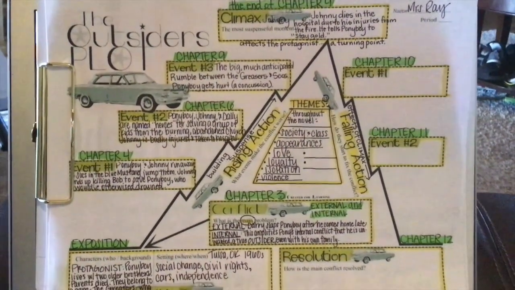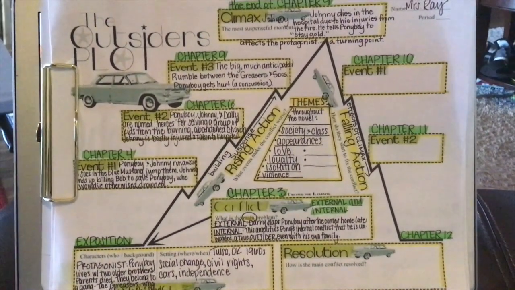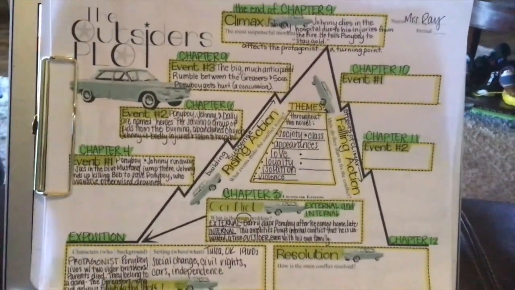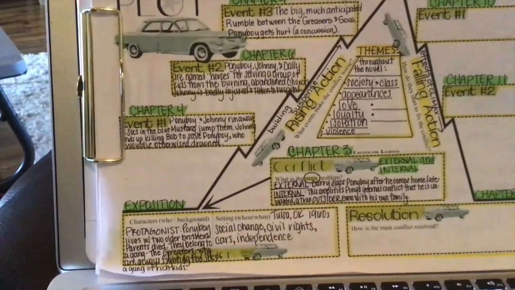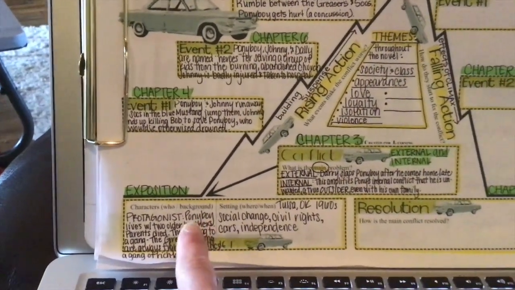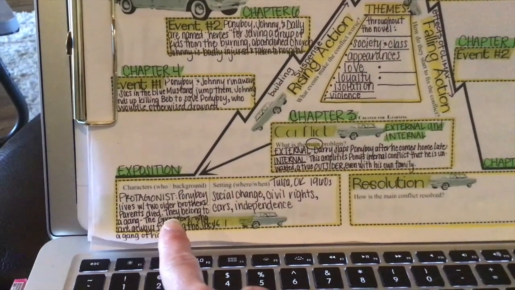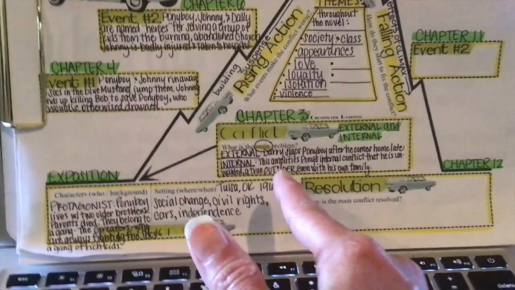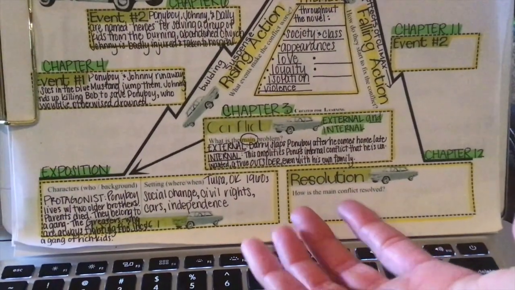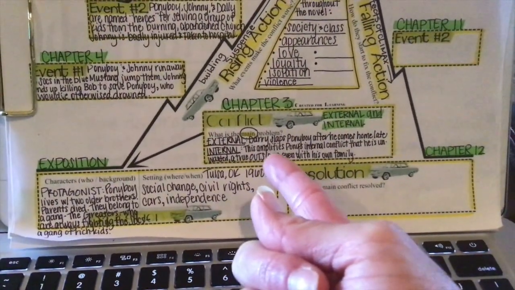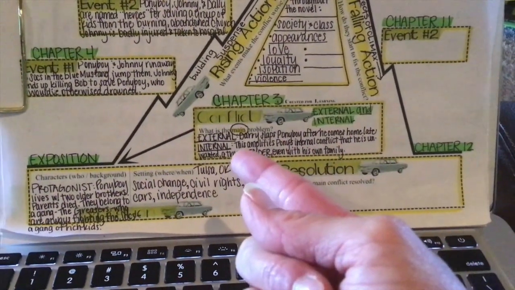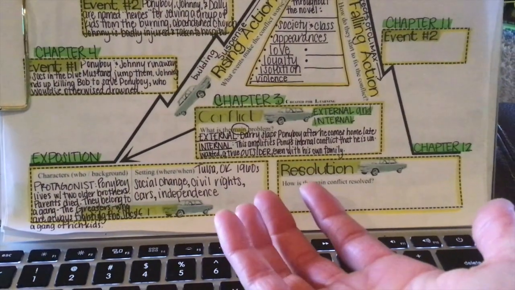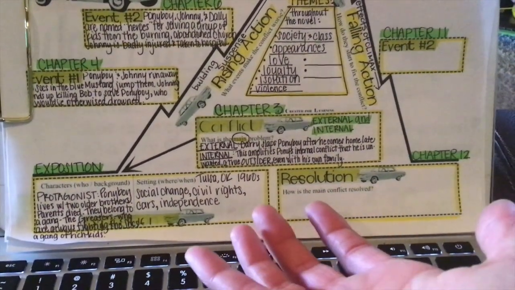Okay, so as you can see, after today, we don't have very much left of our plot diagram or of the novel itself, but I'm going to quickly review what we have done so far. We filled out our exposition, which is the character information about our protagonist, Pony Boy, and our setting, Tulsa, Oklahoma, 1960s. Then the conflict, which is the external and internal conflicts for Pony Boy. The external conflict is when Darry slaps Pony Boy after he comes home late. That amplifies Pony Boy's internal conflict that he is unwanted, a true outsider, even with his own family.